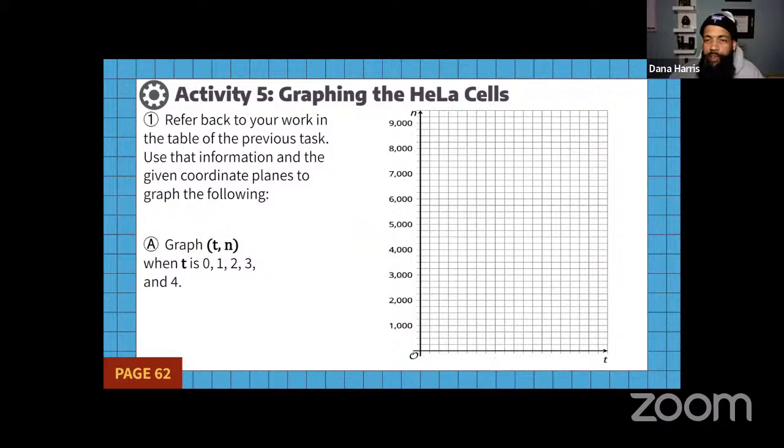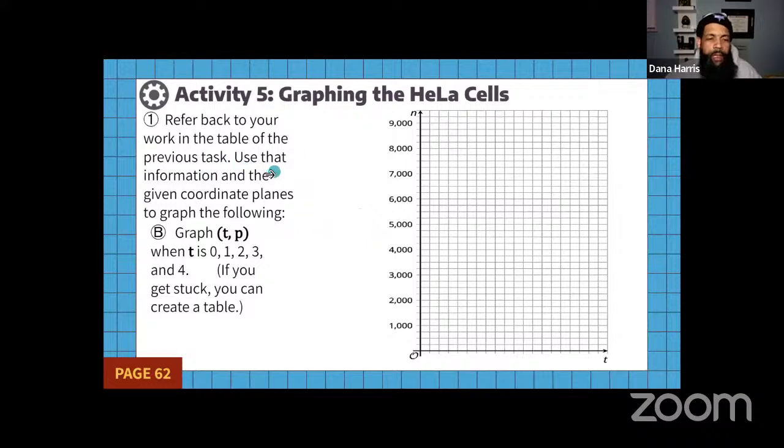We're going to look at the next one, where you refer back to your work in the table of the previous task. Use the information given to graph T and P. Okay. So T and P, remember, this scenario in number 2 says P is equal to 100 times 3 to the T power. So P is equal to 100, it triples every hour, to the third power.